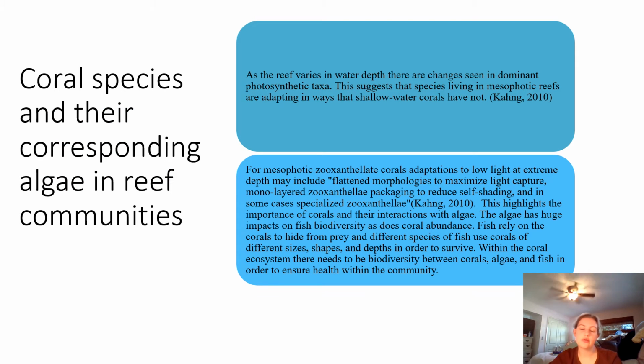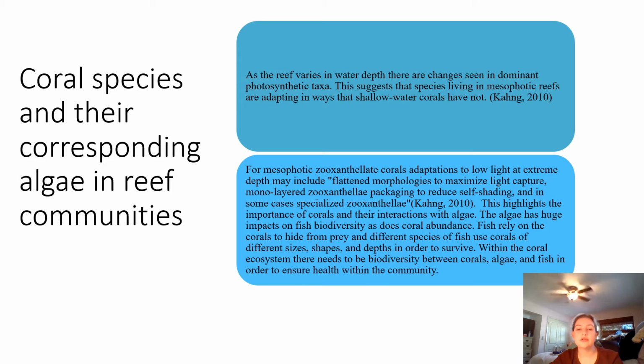Coral species and their corresponding algae in reef communities. As the reef varies in water depth, there are changes seen in dominant photosynthetic taxa. This suggests that species living in mesophotic reefs are adapting in ways that shallow water corals have not. For mesophotic zooxanthellae, coral adaptations to low light and extreme depths may include flattened morphologies to maximize light capture, monolayered zooxanthellae packaging to reduce self-shading, and in some cases, specialized zooxanthellae.